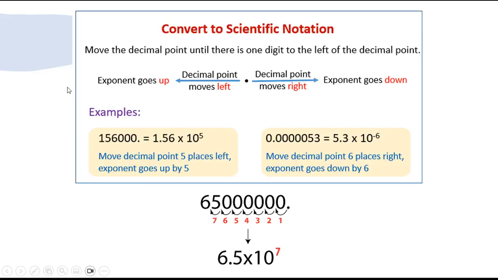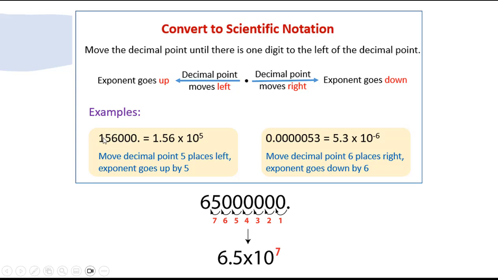Okay, so again, we're going to move the decimal point until there is one digit to the left of the decimal point. Which means we can either move it to the left. If we move to the left, our exponent becomes positive. However, sometimes we need to move our decimal place to the right. When that happens, our exponent is negative.